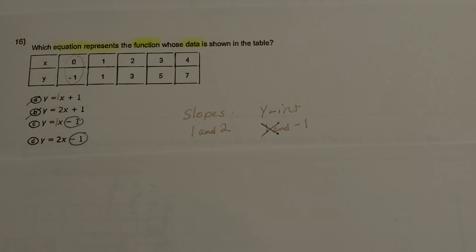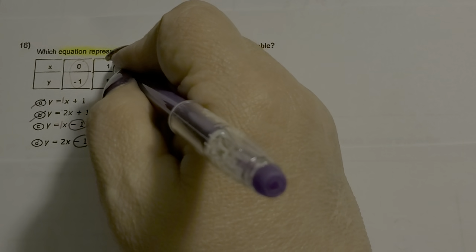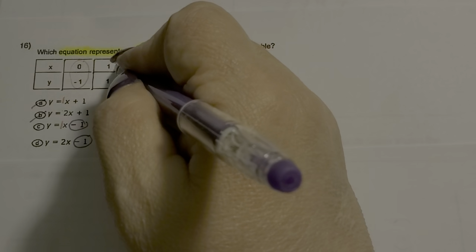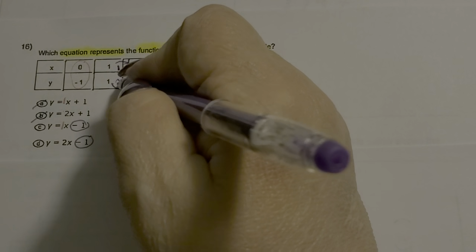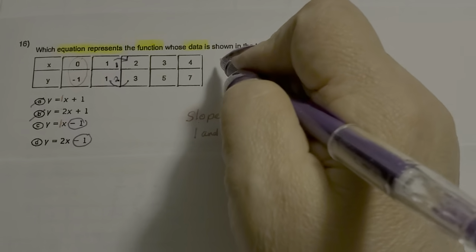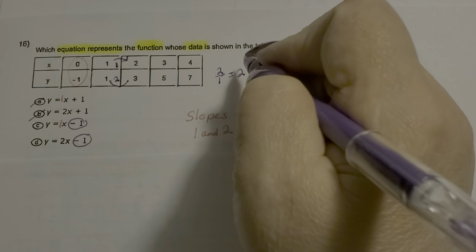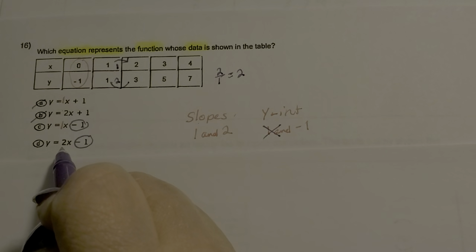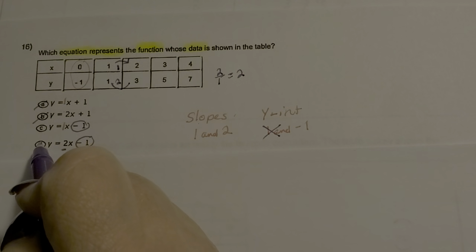Now I determine the slope for the line. The change from 1 to 2 is to add 1. The change from 1 to 3 is to add 2. The change in y over the change in x is 2 over 1, which equals 2. So my equation with a slope of 2 and a y-intercept of -1 is D.